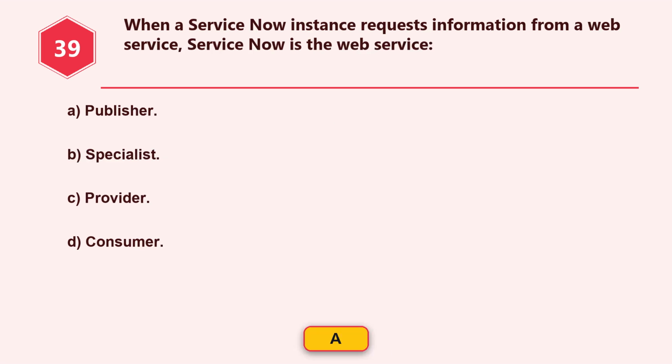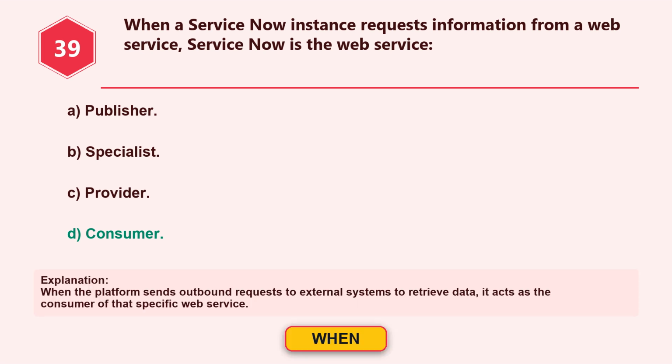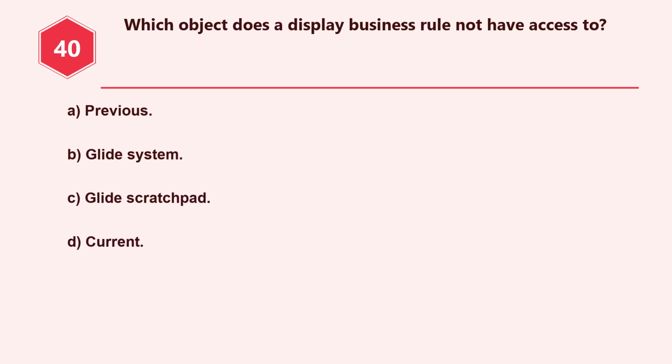Question 39. When a ServiceNow instance requests information from a web service, ServiceNow is the web service. Option A. Publisher. Option B. Specialist. Option C. Provider. Option D. Consumer. The correct answer is option D. Consumer. When the platform sends outbound requests to external systems to retrieve data, it acts as the consumer of that specific web service. Question 40.